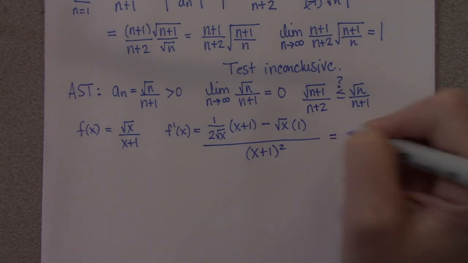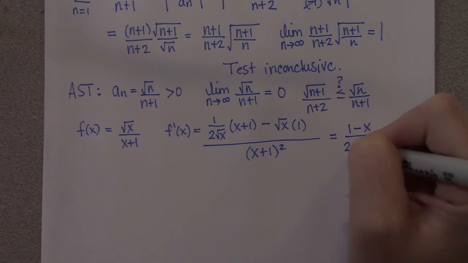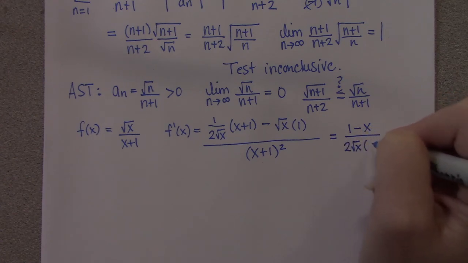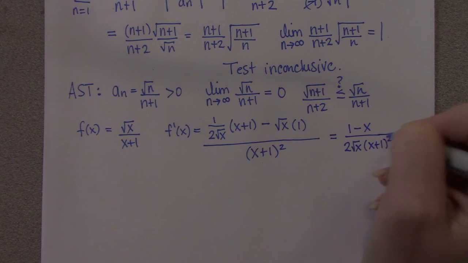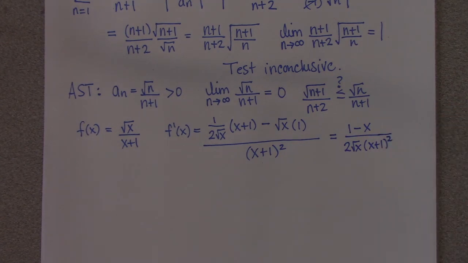So this actually simplifies into 1 minus x over 2 root x times x plus 1 squared. And so all I did there was I got a common denominator in the numerator, put everything over 2 root x, simplified it, and then when I multiplied times the reciprocal, I ended up with this, okay? So one thing to remember about the function of x is when you look at the derivative, you had to plug an x value in to see what was happening. So you use the original series for that.